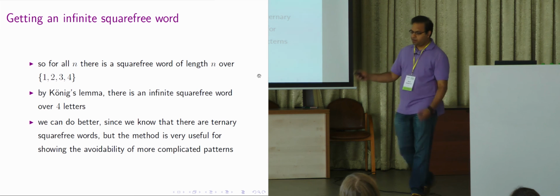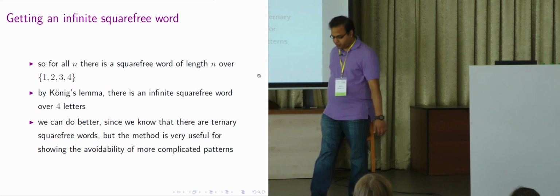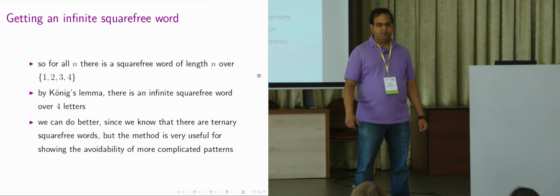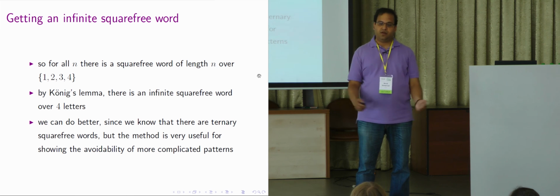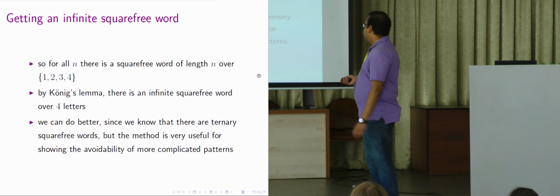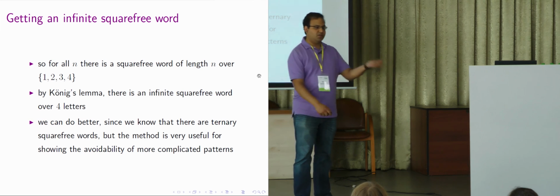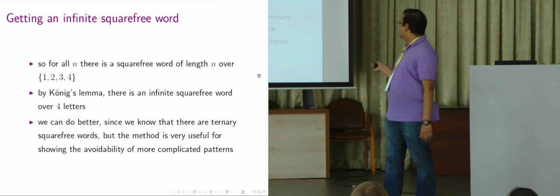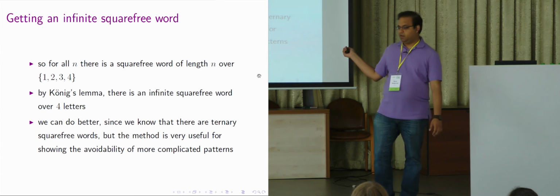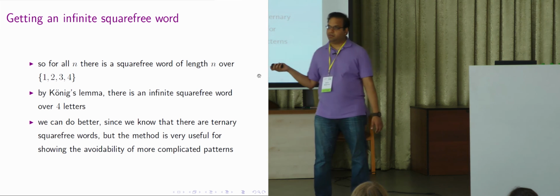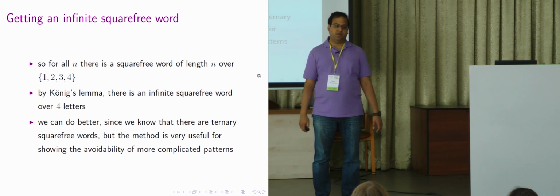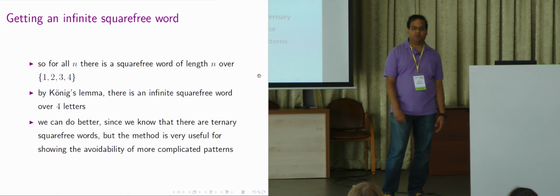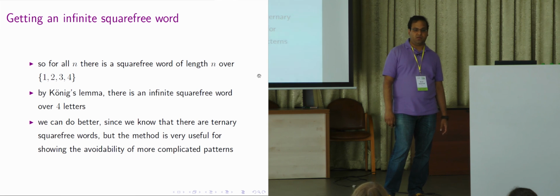Okay, so like I said, this proves that there's a square free word of length n over a 4-letter alphabet. So there must be an infinite square free word over 4 letters. Now, as we said before, obviously we know that you can avoid squares over 3 letters, so this result is not optimal. But this method has been quite effective for showing avoidability of some more complicated kinds of patterns than squares.